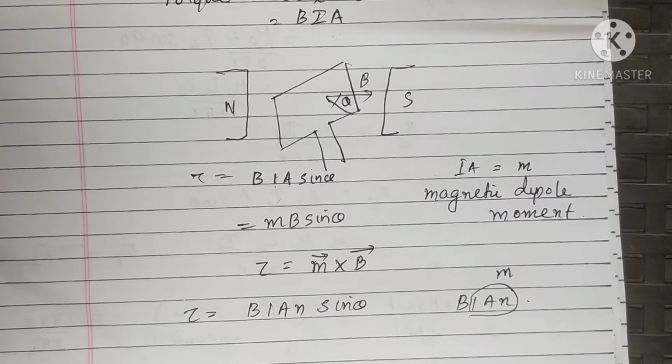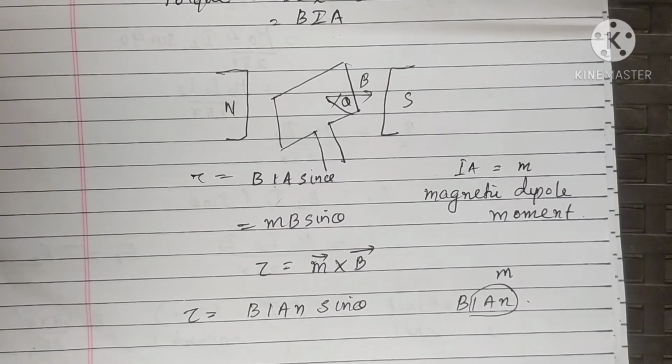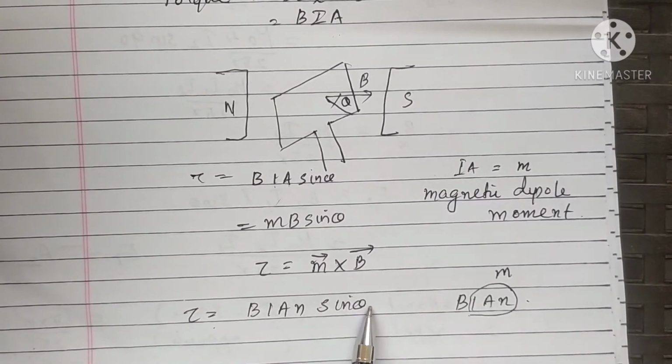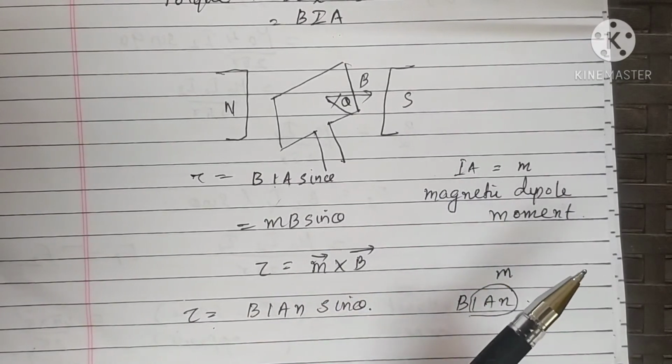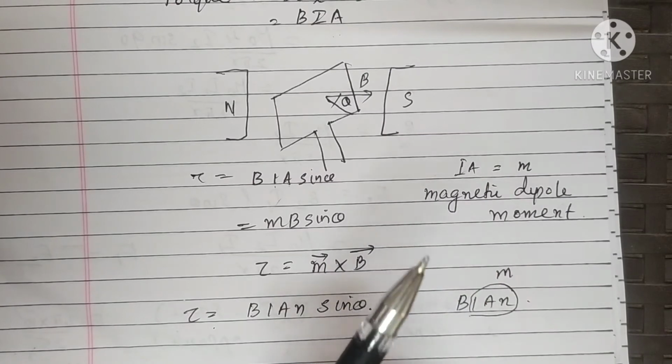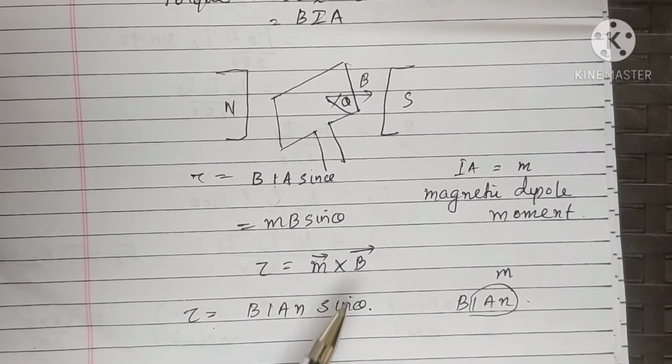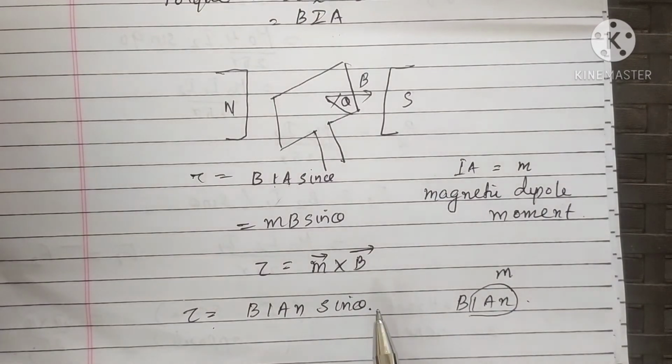Now the value of torque is minimum as well as maximum depending upon the condition. So it will be maximum when theta equals 90 degrees. That means when the plane of the coil is parallel to the magnetic field. Okay, and torque is minimum when theta equals 0. That is when the plane of the coil is perpendicular to the field. So there are conditions like this, similar to what you have studied in electrostatics. So this is all about the torque experienced by a current loop placed in a magnetic field.